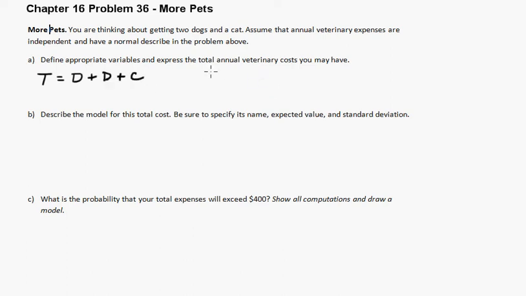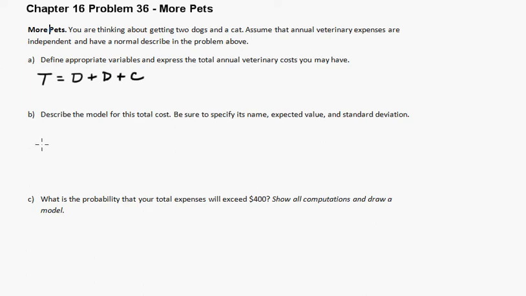Okay, it would be a little bit of a mistake to say 2D plus C, because this random event is happening twice. It's not like we have one dog and we're going to double the expenses. We actually have 2 different dogs. Okay, so I'm just going to get rid of that.